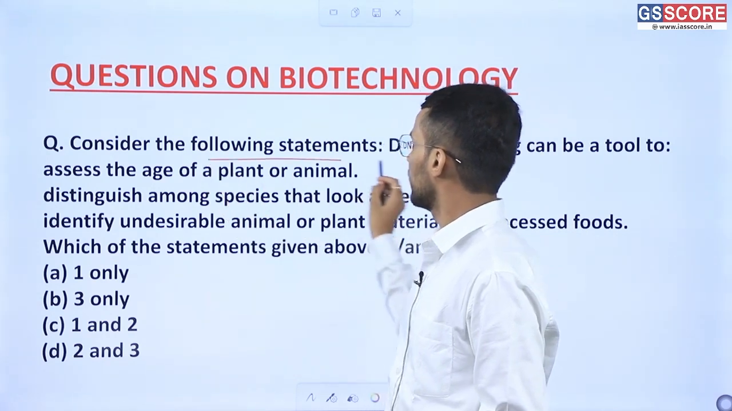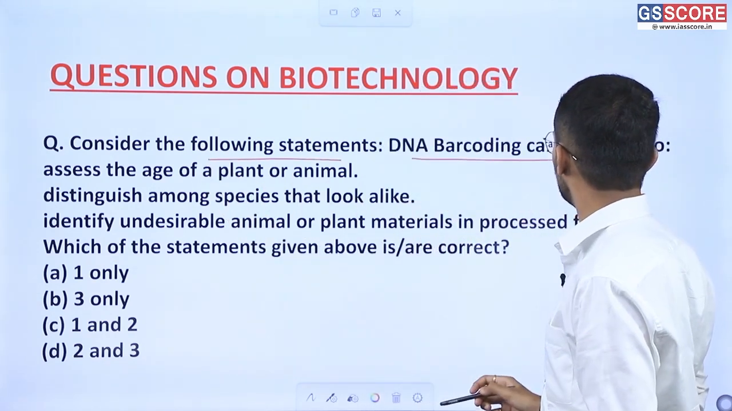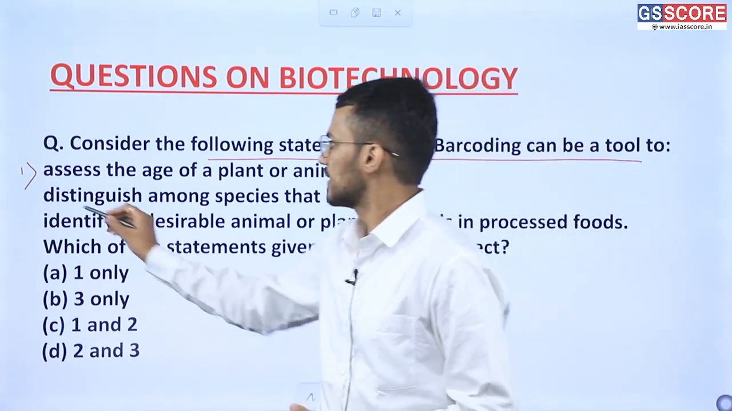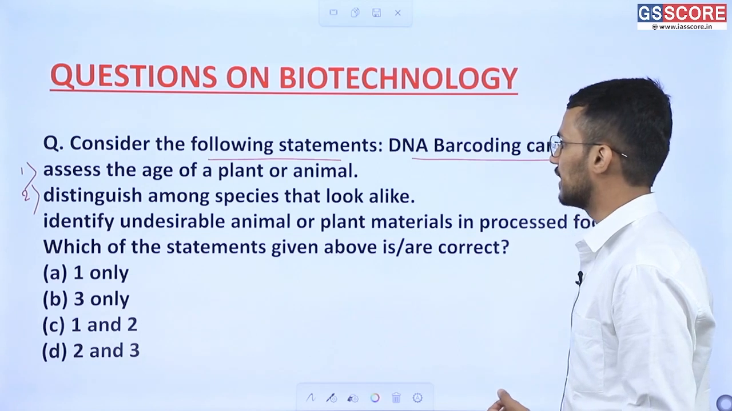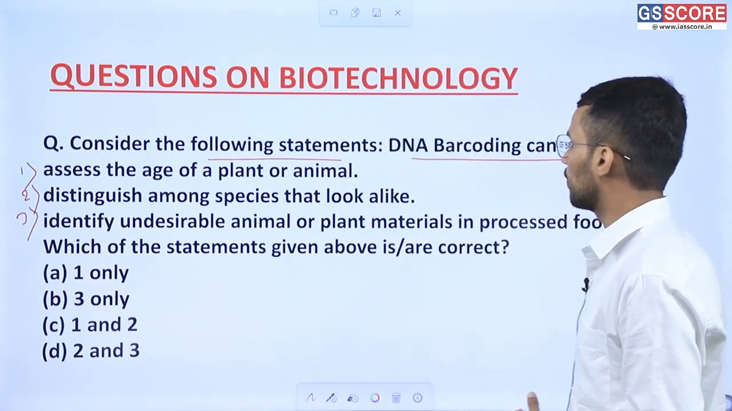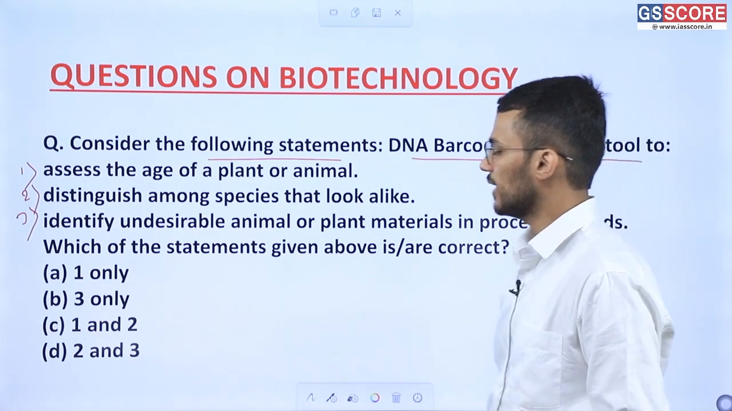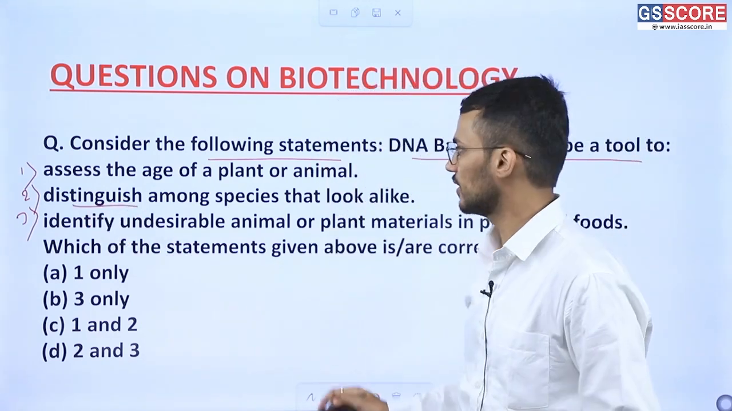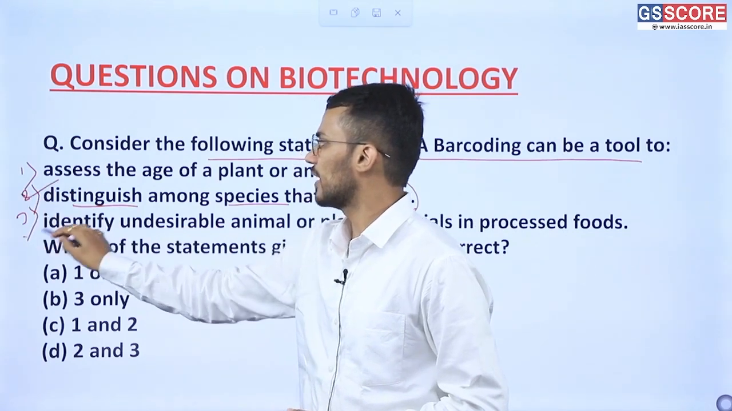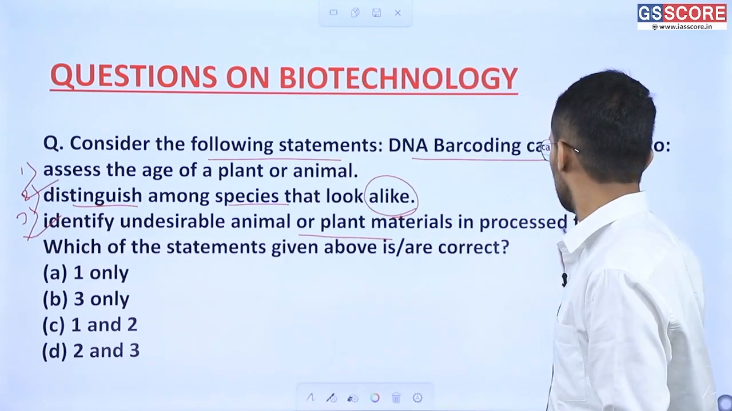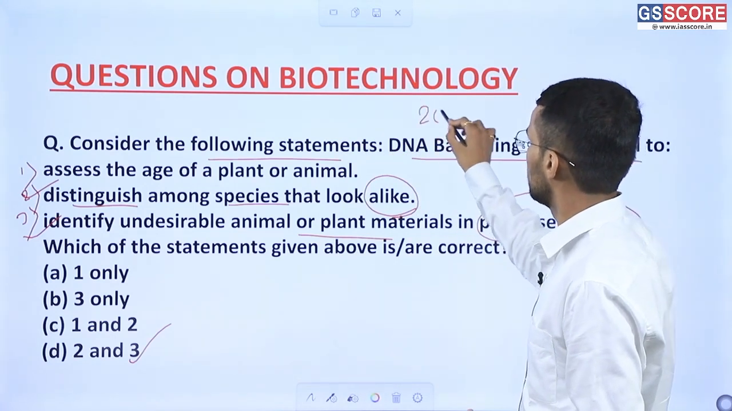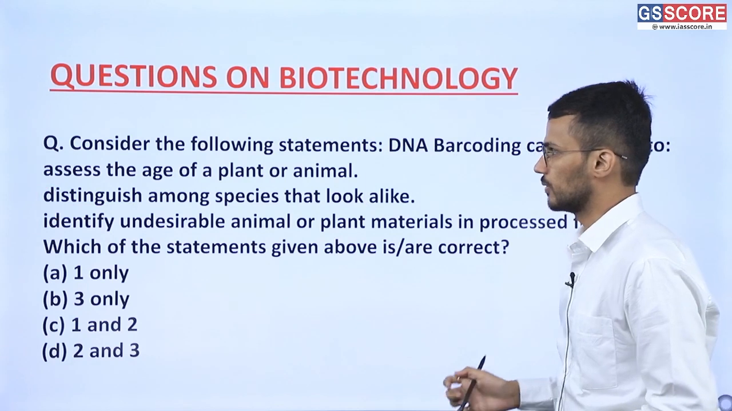First question: consider the following statements. DNA barcoding can be a tool to, first, assess the age of a plant or animal; second, distinguish among species that look alike; third, identify undesirable animal or plant materials in processed foods, right? So we can distinguish species amongst the lookalike species, and also we can identify undesirable animal or plant material from a processed food. And that's why answer is 2 and 3 only, right? So that was the question asked by UPSC in 2022's prelims examination.